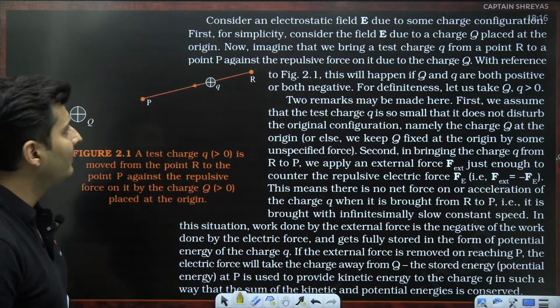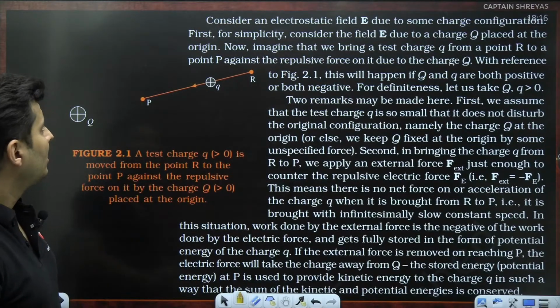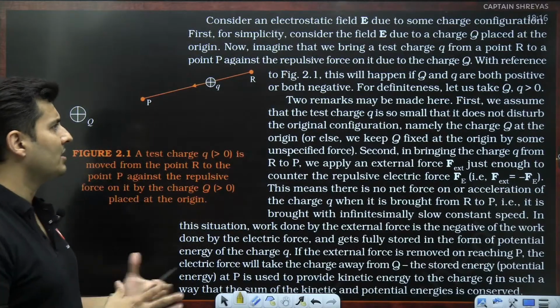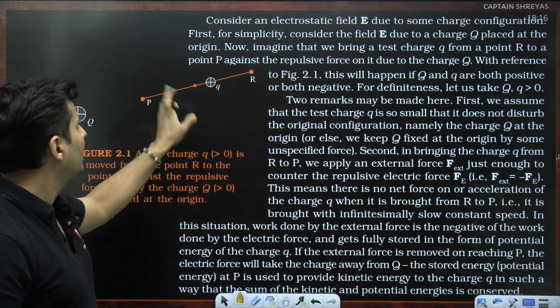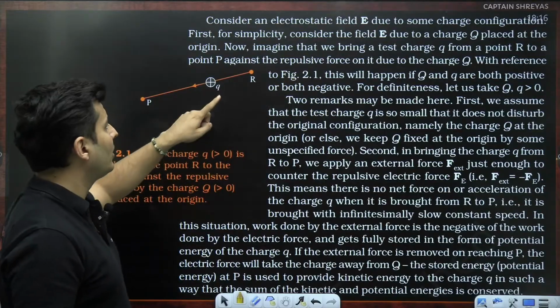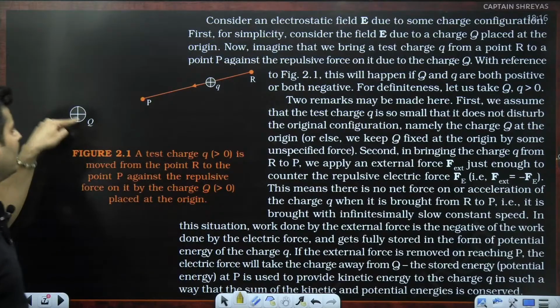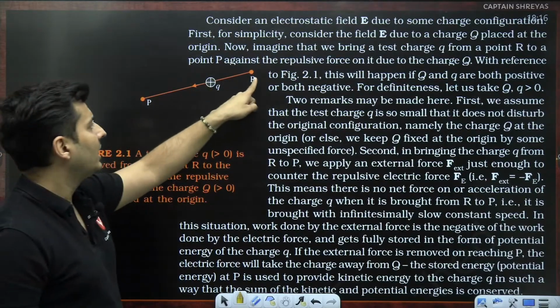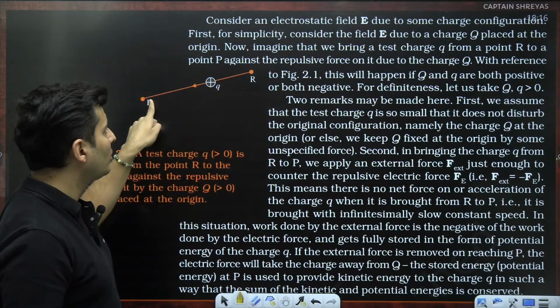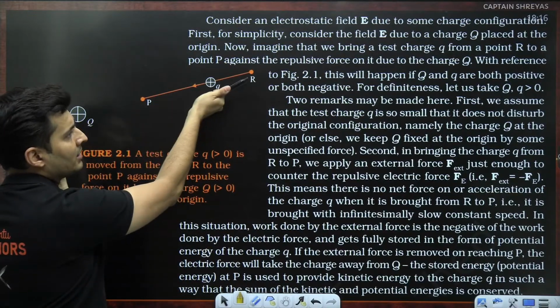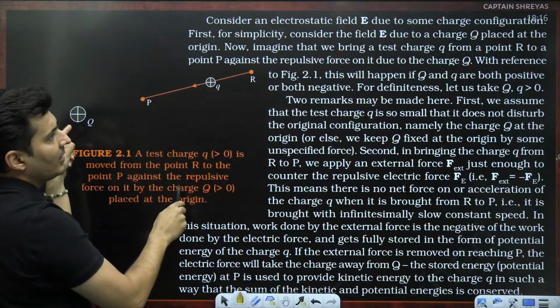Consider an electric field due to some charge. For simplicity, consider the field due to a point charge. Now imagine we bring a test charge at a point. Imagine we bring a test charge q from a point R to a point P. So there is already a charge capital Q. You are bringing a test charge small q from point R to point P against the repulsive force between these two charges, with reference to this figure.